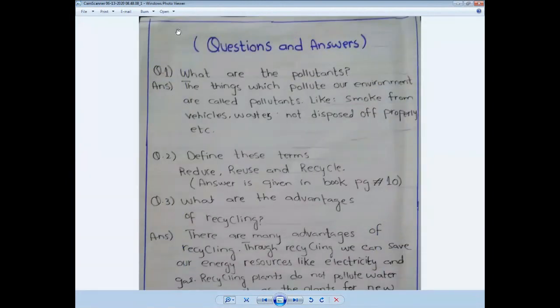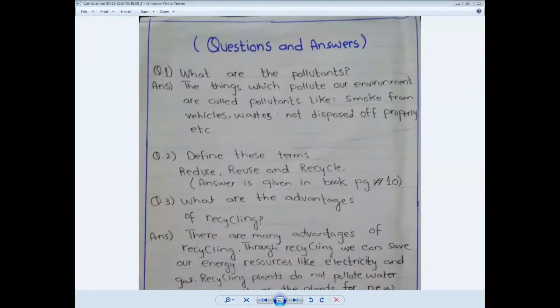first question is, what are pollutants? The answer is given. The things which pollute the air are called pollutants. Pollutants are the things that pollute the environment, like smoke from the vehicles, which is not disposed of properly. That is one question that you will have to do in your fair copies.